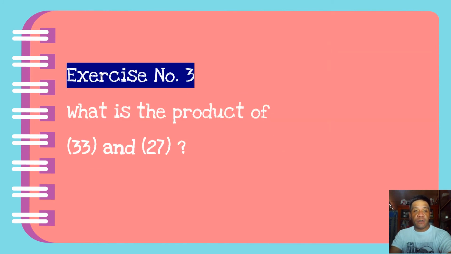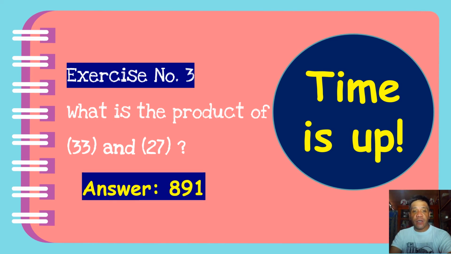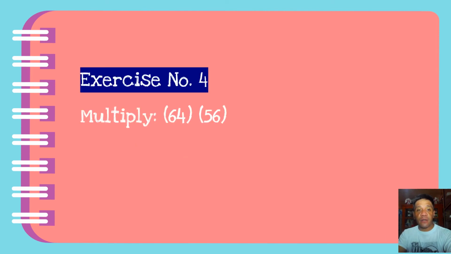Okay, let's proceed to another example. What is the product of 33 and 27? Time is up. So what would be your answer? The answer is 891.